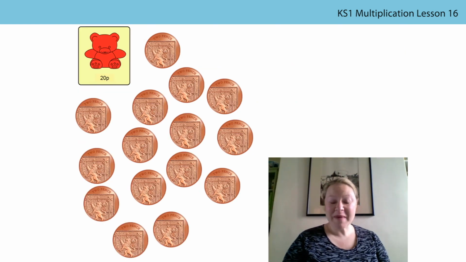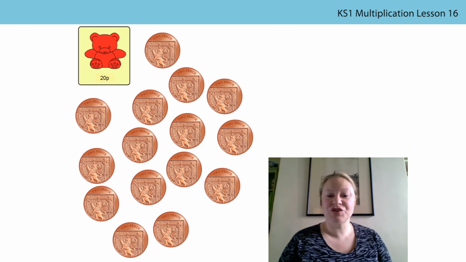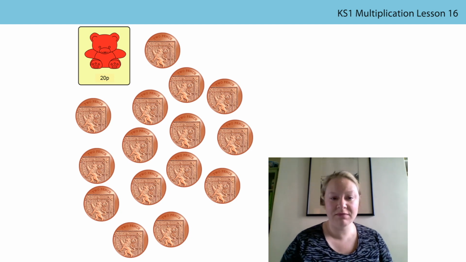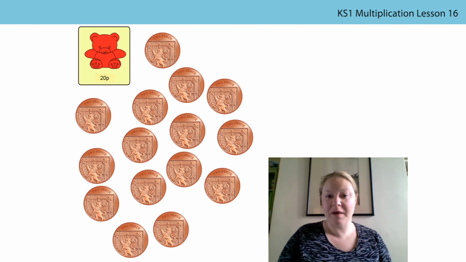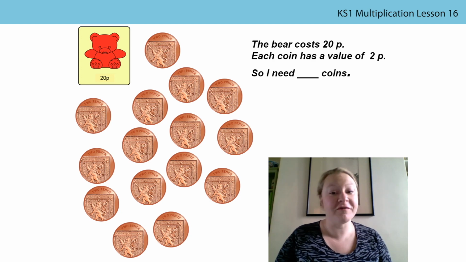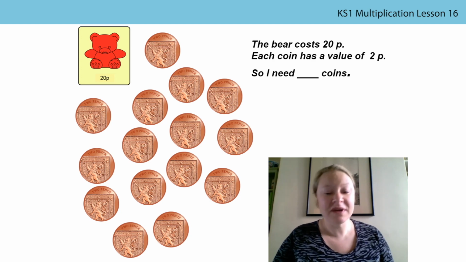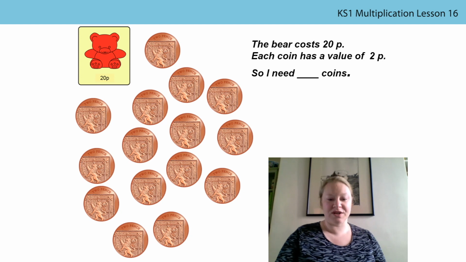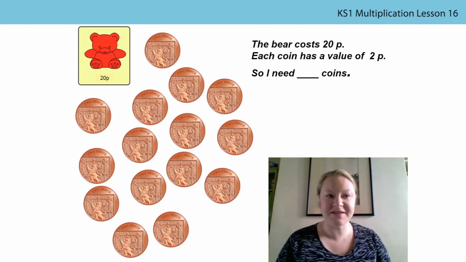So we're going to buy the bear again. It still costs 20 pence, but this time we're going to use our 2 pence coins to do that. Okay, so our bear costs 20p. Each coin has a value of 2p, and we're going to work out how many coins we need. We're going to do that a little bit differently this time.